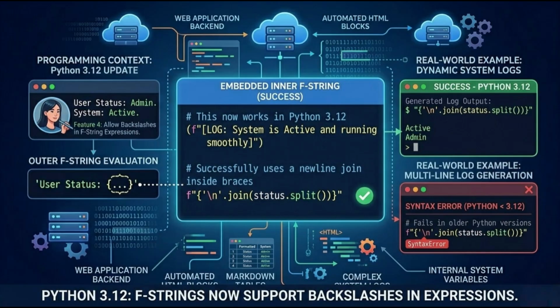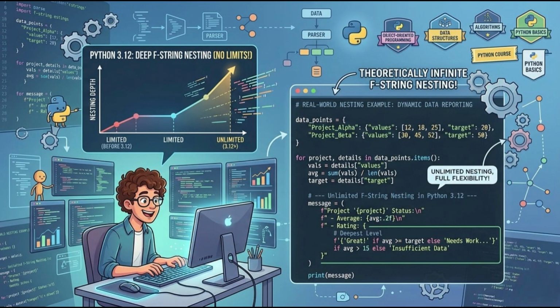Notice how we can now call a string join method using a new line backslash directly inside our brace expression. But wait, there is even more. Python 3.12 also lets you write inline comments inside the f-string expressions. Look at the code on screen. Right next to our dictionary key lookup, we can add a hash symbol and write a developer comment describing the operation. The parser cleanly ignores the comment and evaluates the code, making complex string expressions self-documenting.